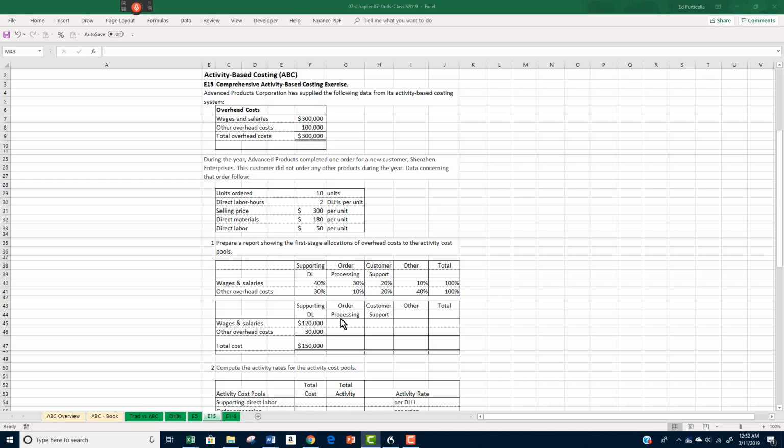Order processing, we're going to do the same thing. We're going to multiply 30% times 300, get 90. Multiply 10% times 100, get 10. Add the two, get 100,000. So of the total 400,000, 100,000 is going to go to order processing, 90,000 of which is for wages and salaries, 10,000 other. Customer support, going to do the same thing. 20% times 300 is 60. 20% times 100 is 20. 60,000 plus 20,000, 80,000.